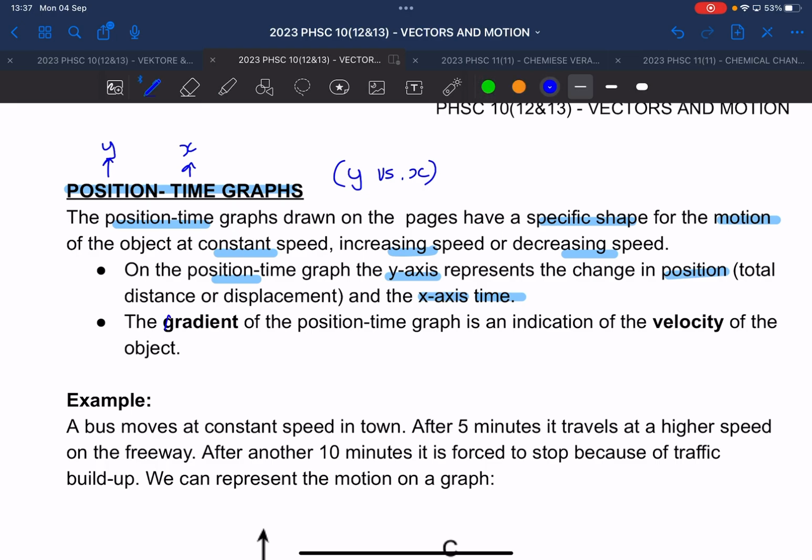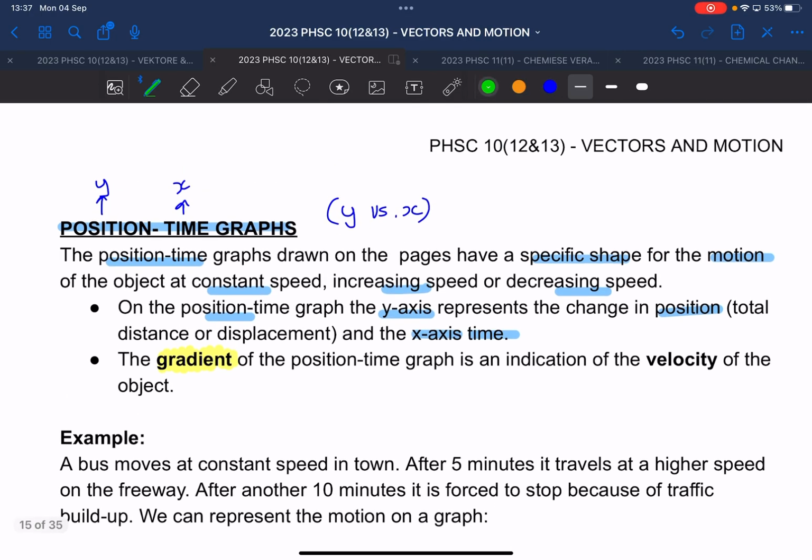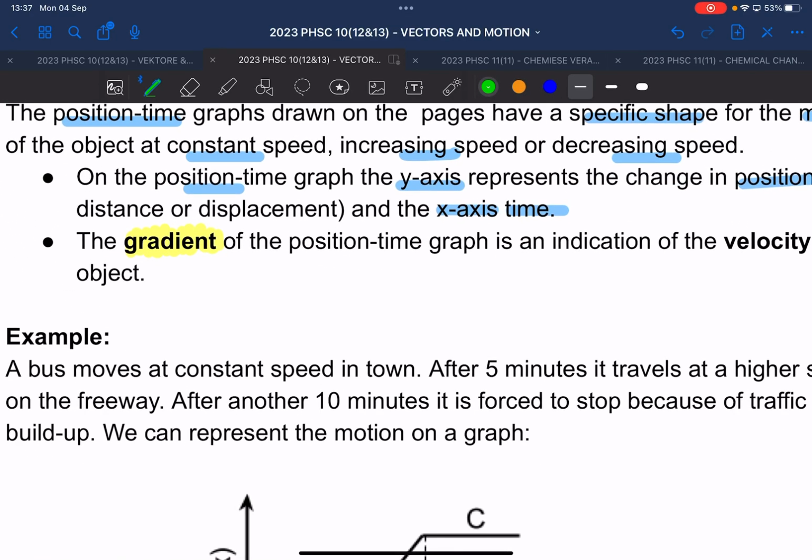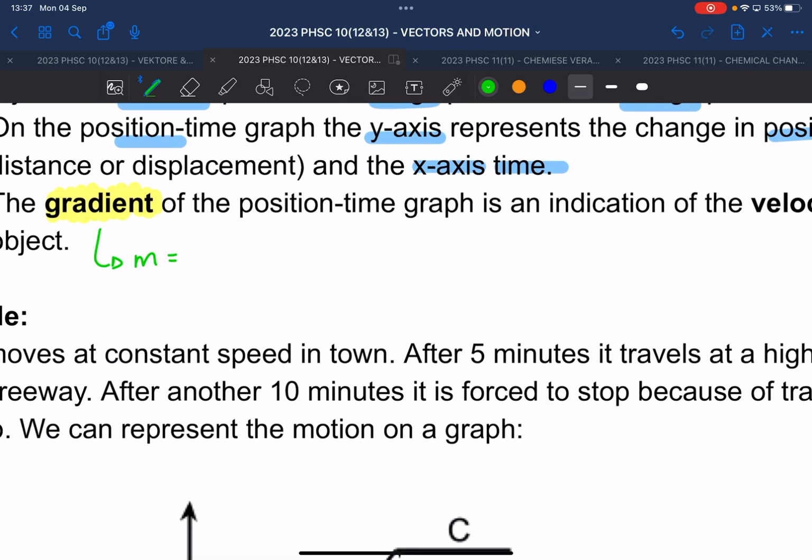Then the gradient. How do we calculate the gradient again of a graph in mathematics? Yes? Okay, so that's what you did in mathematics.